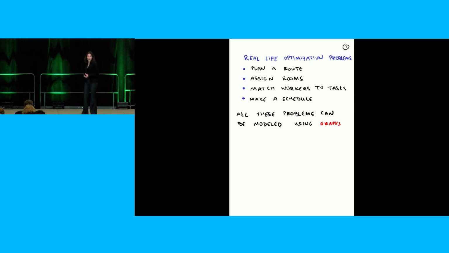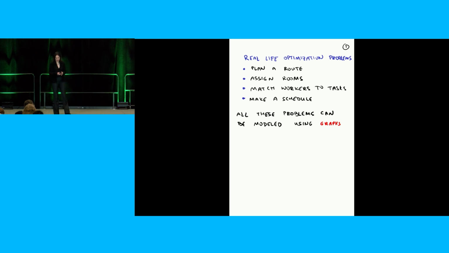graph theory. And the last one that I'll mention here is make a schedule. Again, going back to the world of conferences, right? Which talks to schedule in parallel? How do you make sure that out of 6 talks on one topic, not 3 are scheduled in parallel?